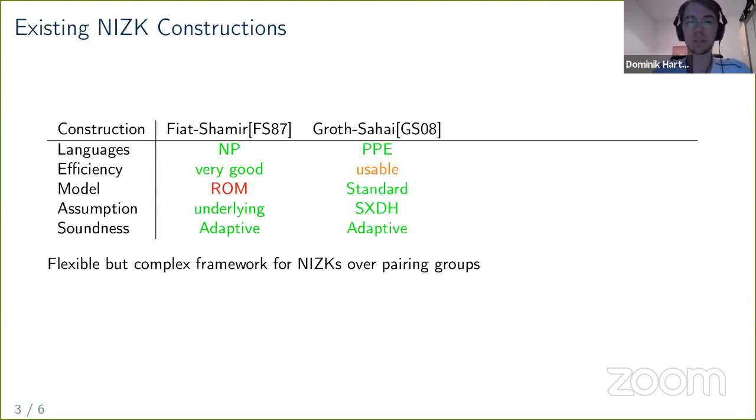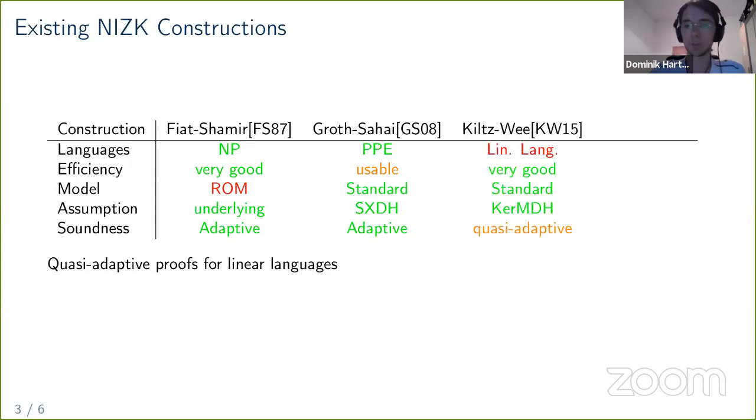Another method for constructing NIZKs is the Groth-Sahai methodology, which uses pairings and can prove statements over pairing product equations under standard assumptions in the standard model, but is way less efficient than Fiat-Shamir proofs. And a third line of work is so-called quasi-adaptive NIZKs, which are also possible in the standard model under standard assumptions, but only for the class of linear languages, which is a lot smaller than pairing product equations or even NP. So the question is, can we find a proof system which is as easy and efficient as the Fiat-Shamir transformation, but secure in the standard model under some standard assumption and has full adaptive soundness and not only quasi-adaptive?